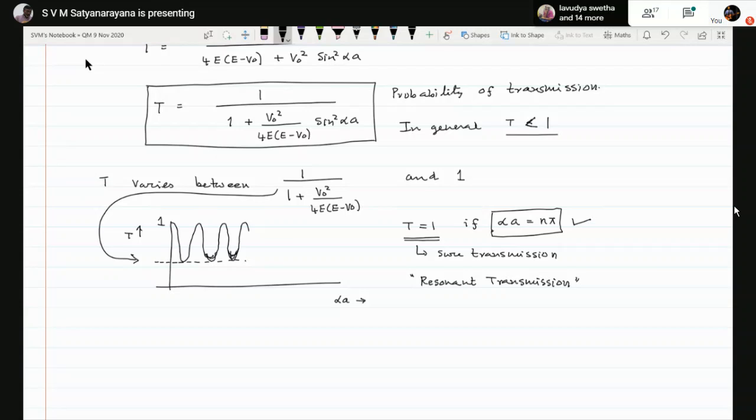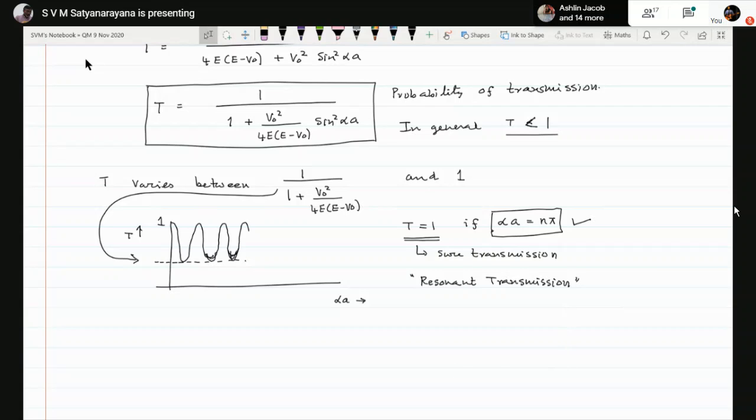That means it is for sure getting transmitted. That means the particle comes out. There is a reflection in general, that is why T is less than 1. There is a reflection at two boundaries, but even in the presence of that, whenever this condition is satisfied, then there is a transmission with unit probability.